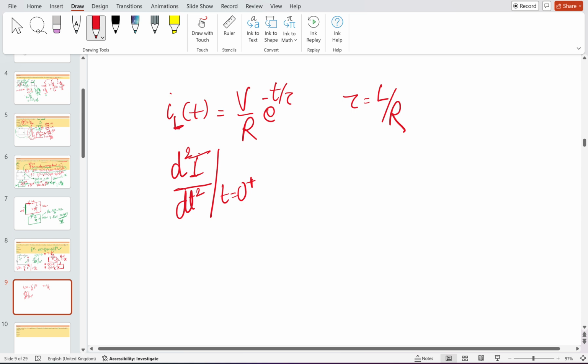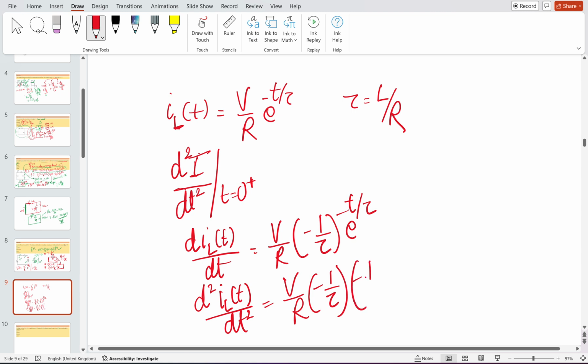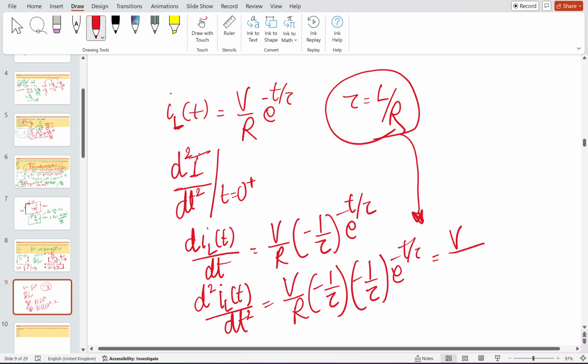Okay, let's differentiate I L of t with respect to t. It will come out to be V by R times minus 1 by tau e to the power minus t by tau. Let's differentiate it again because it is asked for the double derivative of I. It will come out to be V by R times minus 1 by tau times minus 1 by tau e to the power minus t by tau. Overall, it will come out to be V divided by R tau square. What is the tau here? L by R. Put it in the equation.